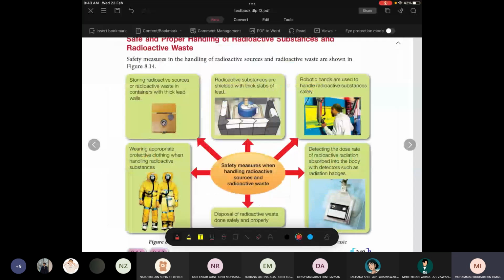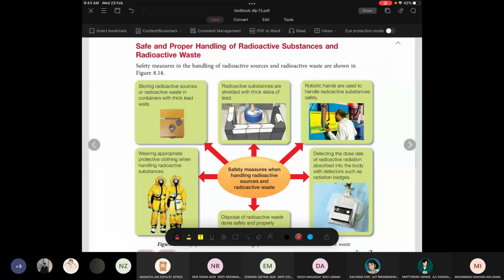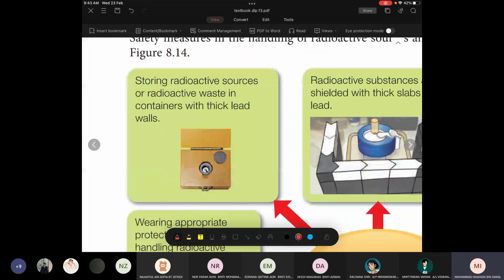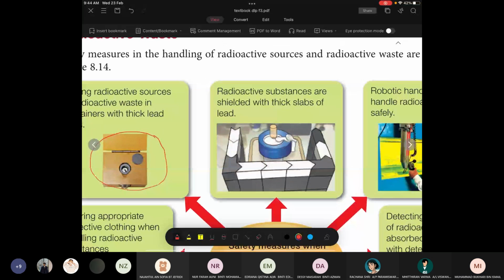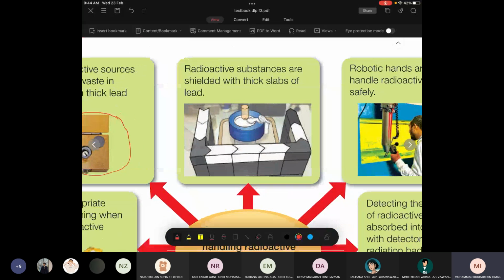Okay, now the next thing is how do we handle radioactive waste? Storing radioactive sources of radioactive waste in containers with thick lead walls. Remember this container is made of lead walls because we know that lead can stop gamma ray, and of course lead can stop alpha and beta radiation also. So we use lead. Radioactive substances are shielded with thick slabs of lead. One more time, we use lead to avoid leak of radiation.